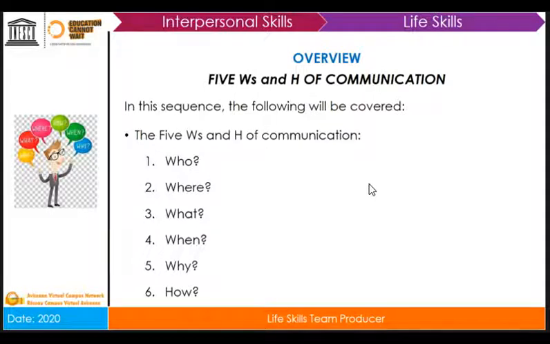And now, in this sequence, on the 5 W's and H of communication, we shall be looking at who, where, what, when, why, and how.